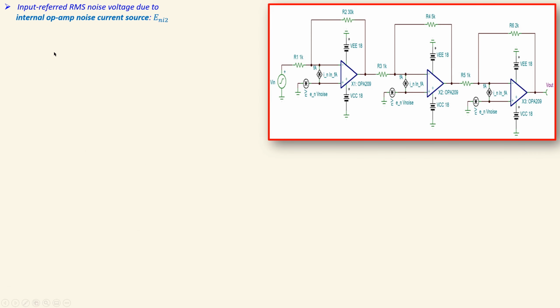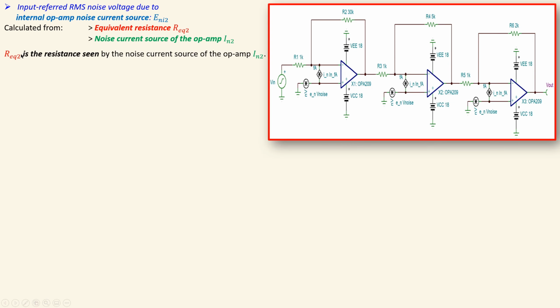Now let's also look at the input referred RMS noise voltage due to the current source of the op-amp. Again in a similar form, we will look at the equivalent resistance. That will be different, because now it is 1 kilo ohm and 5 kilo ohms. And we have again the RMS noise current due to the noise current source of the op-amp. Again, this is the equivalent resistance seen by this source, and we have Ohm's law to calculate the input referred RMS noise voltage from the current and the resistors. This is again composed of 2 parts.